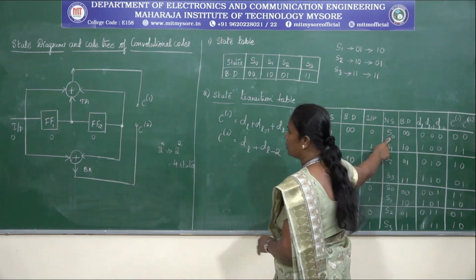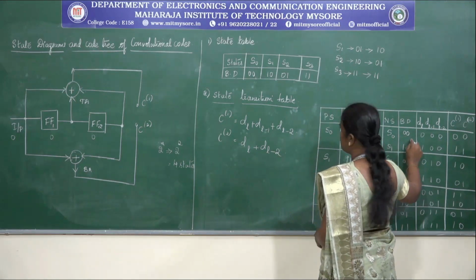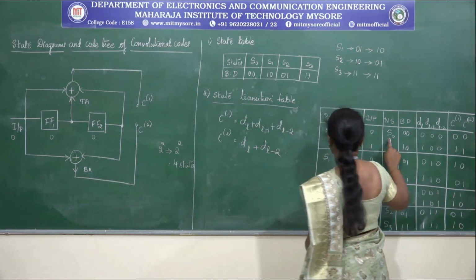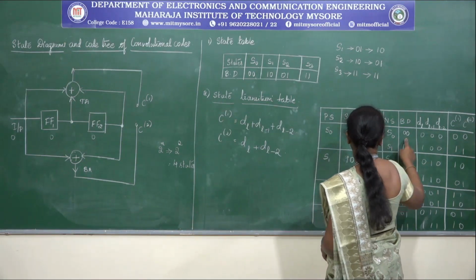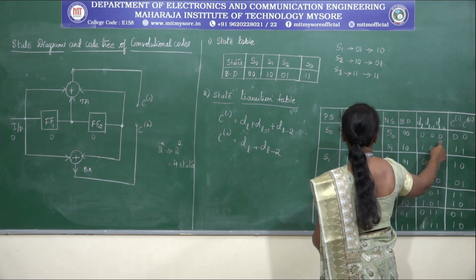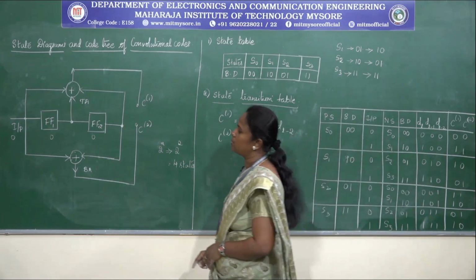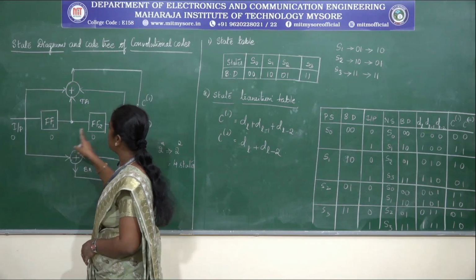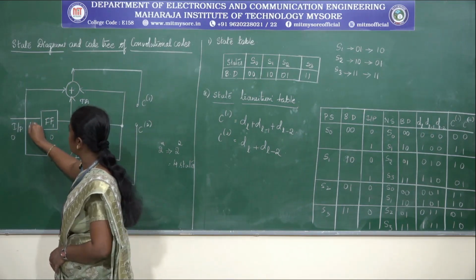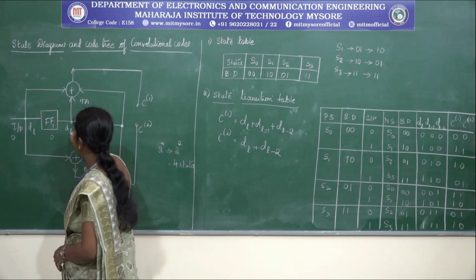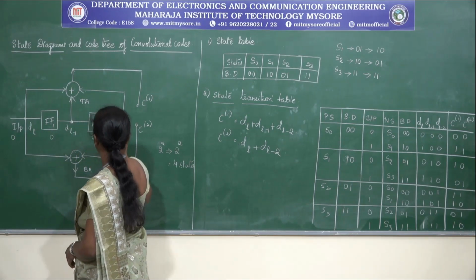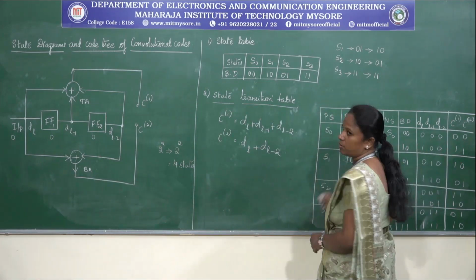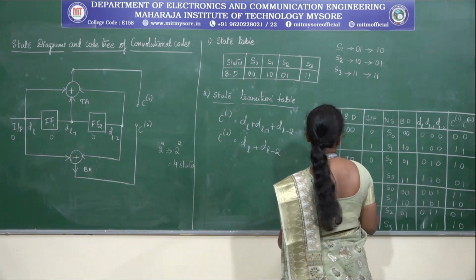So the next state will also be 0, 0 only. That means we don't have any changes here, so the state of the flip-flop is S0 itself. What about the contents of DL, DL minus 1 and DL minus 2? This is DL, so it is 0; this is DL minus 1 and this is DL minus 2. So we get all zeros, and the output is also 0, 0 with respect to C1 and C2.